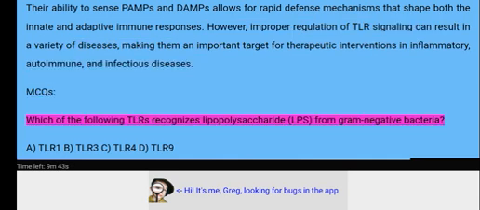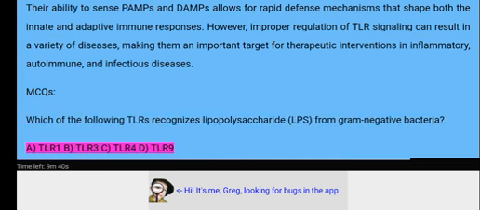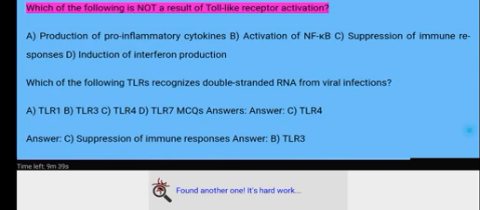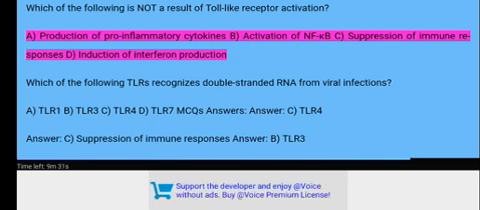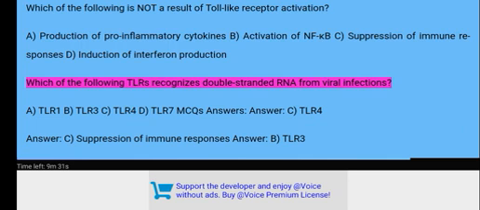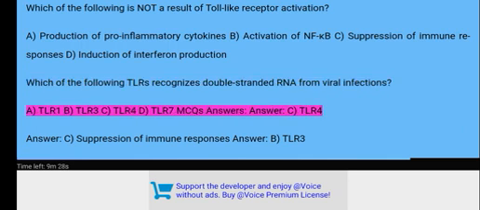MCQs. The following TLRs recognizes lipopolysaccharide, LPS, from gram-negative bacteria. A. TLR1, B. TLR3, C. TLR4, D. TLR9. Which of the following is not a result of toll-like receptor activation? A. Production of pro-inflammatory cytokines. B. Activation of NF-kappa-B. C. Suppression of immune responses. D. Induction of interferon production. Which of the following TLRs recognizes double-stranded RNA from viral infections? A. TLR1, B. TLR3, C. TLR4, D. TLR7.